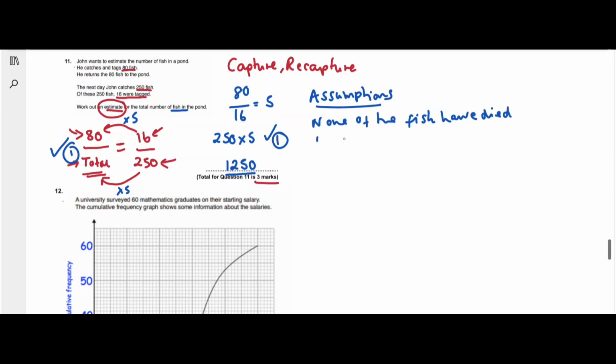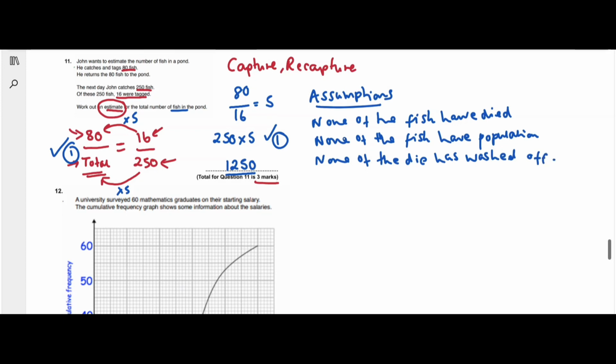You're also assuming none of the fish have, sometimes if it's been a long time, this one it wasn't, it was only the next day, but they could have populated, so they could have had more fish. So none of the fish have populated is what you're assuming. And the other thing that's quite common that you can write, because he's marked it, they're in water, you're assuming that none of the dye has washed off or has come off. So they could ask you for an assumption for an extra mark. They don't on this one, but that's quite common. So it'd be something like that they're looking for. So that is 3 marks for question 11.